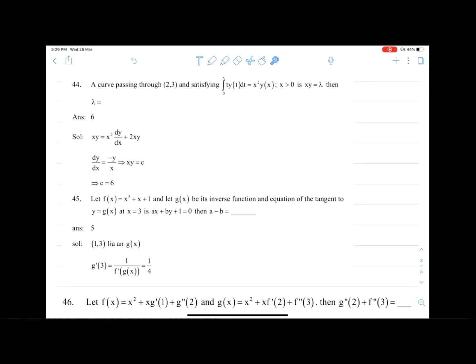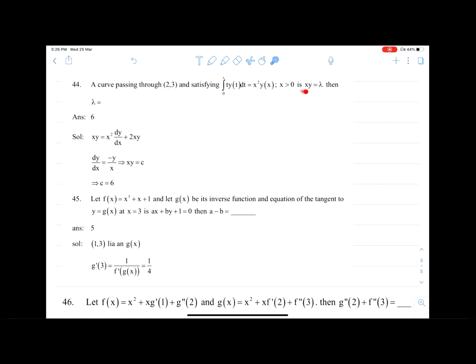We go for the 44th question. A curve passing through (2, 3) and satisfying the integral from 0 to x of t y of t dt. Here it looks like there is a function y, but this function is completely expressed in terms of t. This whole function is completely in terms of t. So you can directly apply the Leibniz formula. It is equal to x square into y of x, where x is greater than 0. If xy equals lambda, then lambda is equal to. See, you need not solve the whole problem.